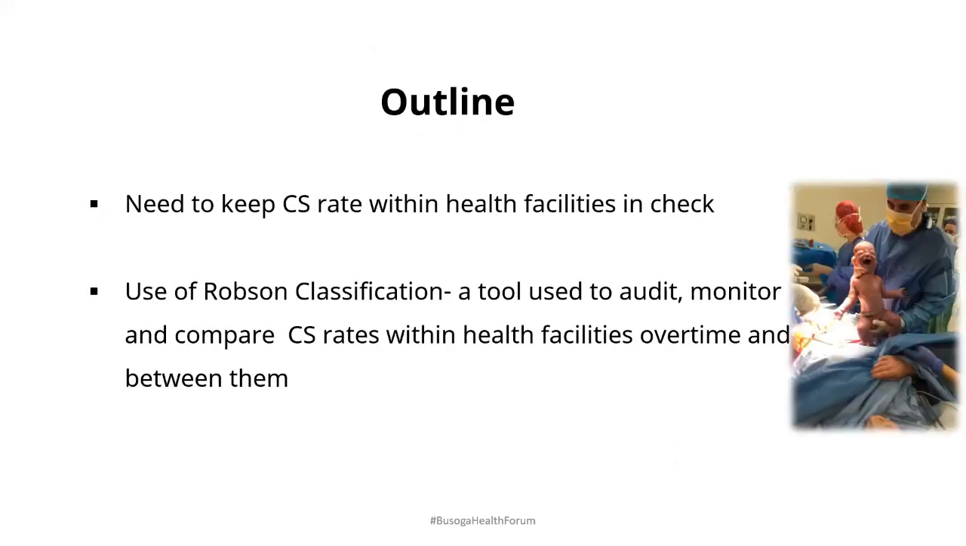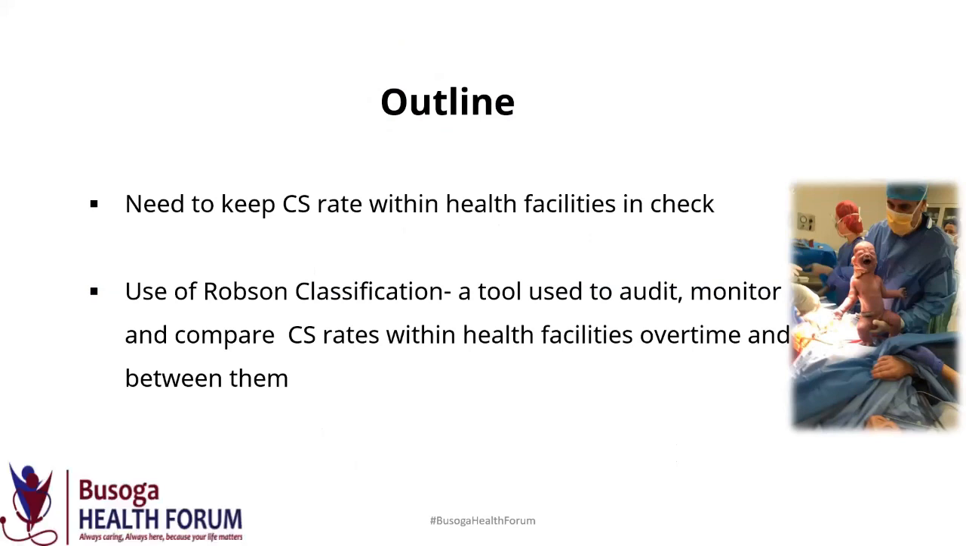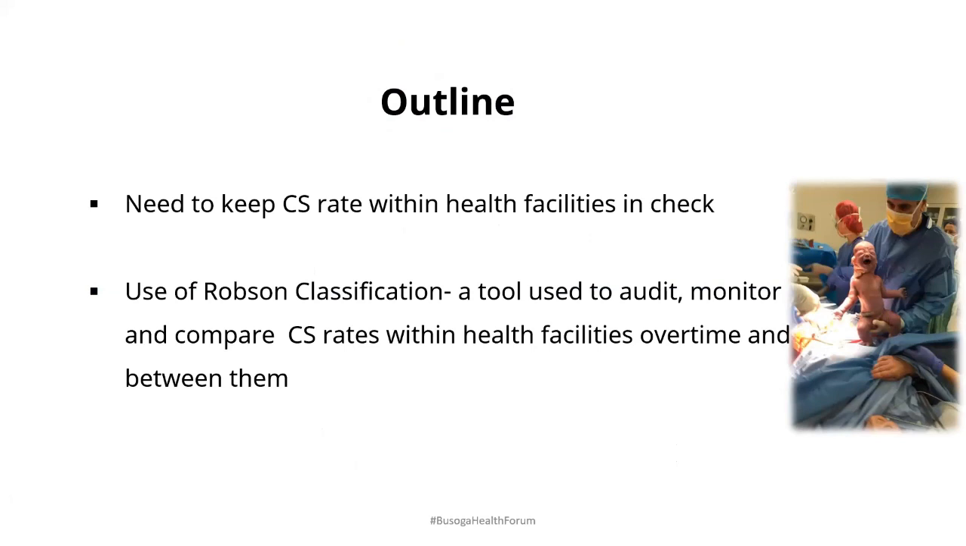The outline for tonight's discussion is quite simple. Just understanding the need for us to keep the cesarean delivery rates in check. And then as well understanding how we can use the Robson classification as a tool to audit, monitor and compare cesarean delivery rates within our health facilities over time and in between them.